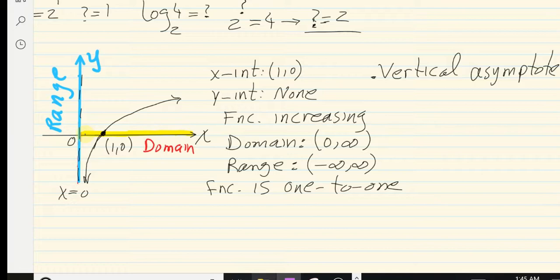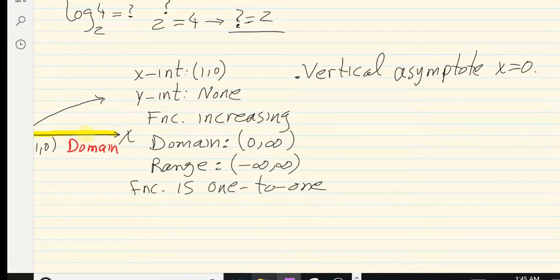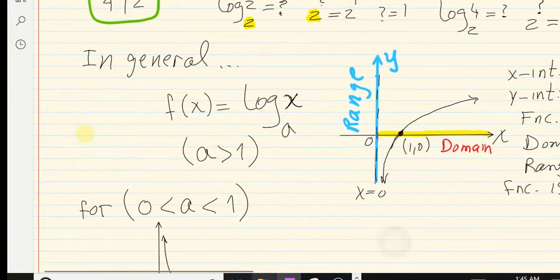This function is also one-to-one, and the vertical asymptote is now the y-axis. The y-axis has equation x equals 0. And those are the properties of a logarithmic function.